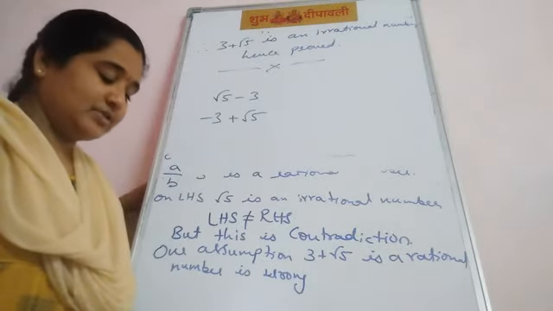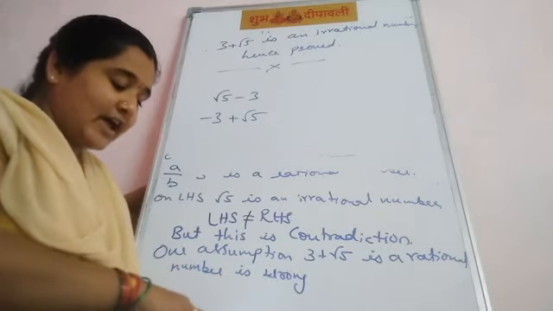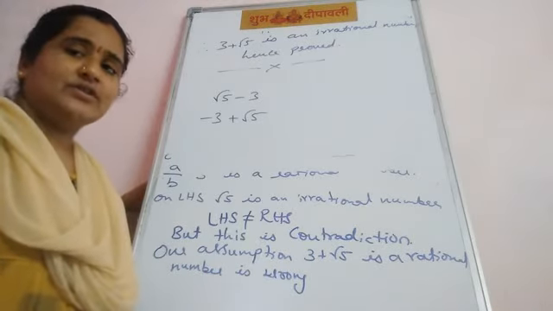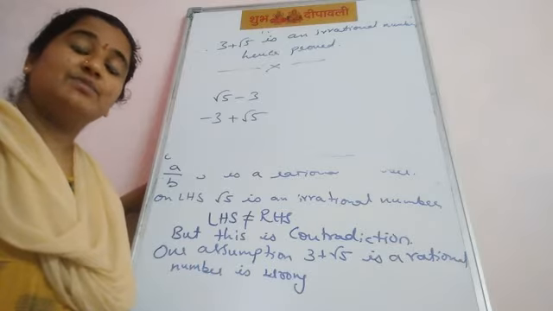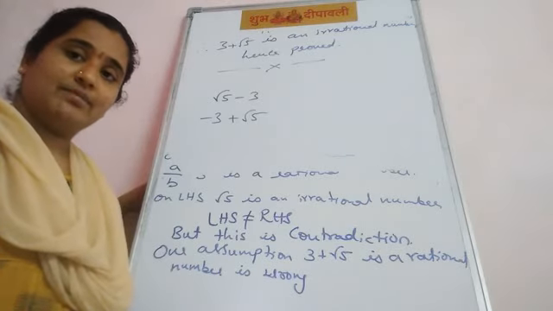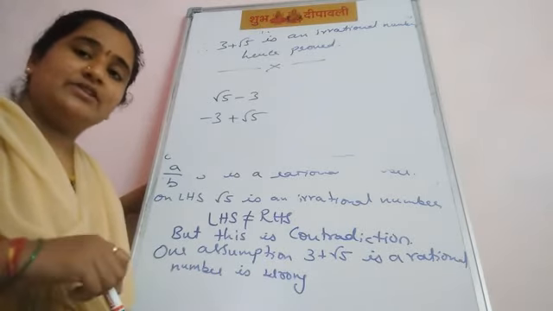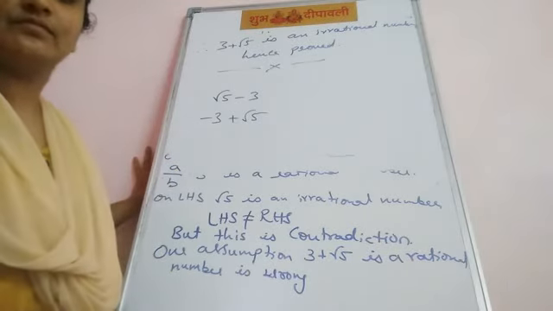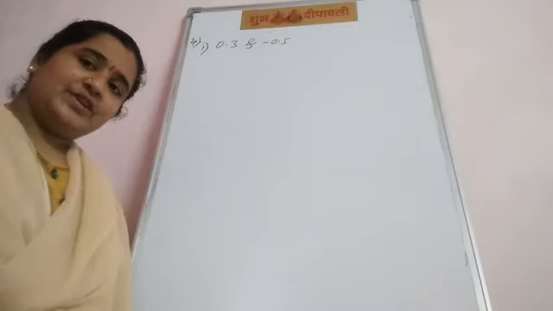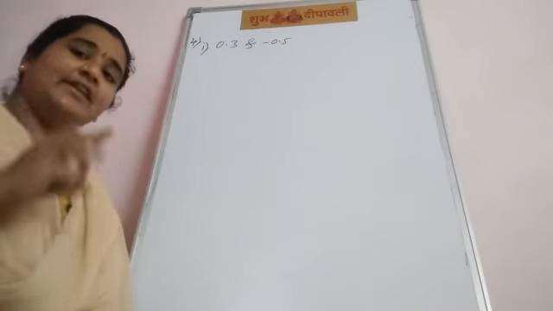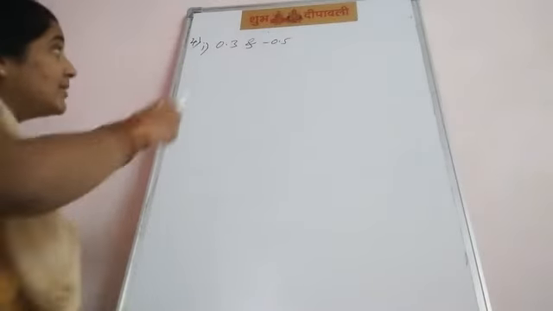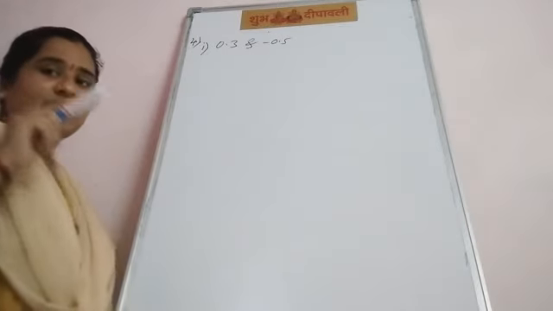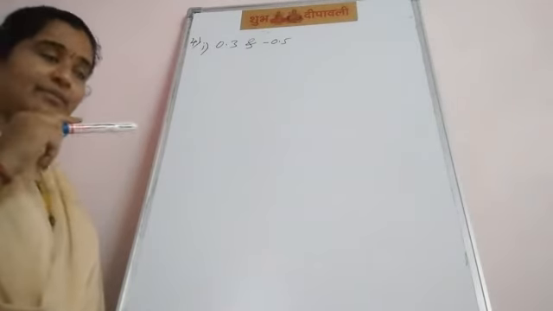Now coming to the fourth bit. In the fourth bit, what he asked: write any three rational numbers between two numbers. There are infinite rational numbers between any two numbers. By showing the number line, it will be easy for you. Students, now fourth bit. Write any three rational numbers between 0.3 and minus 0.5.